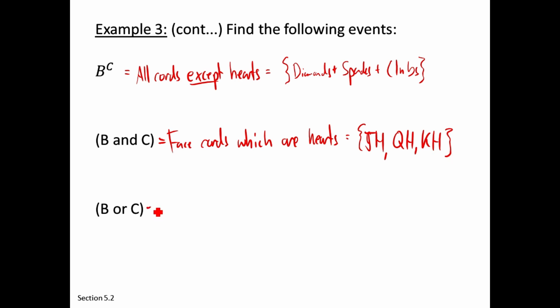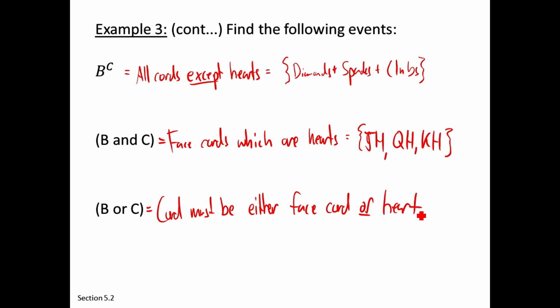Okay. How about B or C? All face cards, and all hearts. Yeah, so the card must be either a face card or a heart. Now that's a lot bigger set. But that's what those events would be. So these are the three compound events we're going to be mostly interested in.